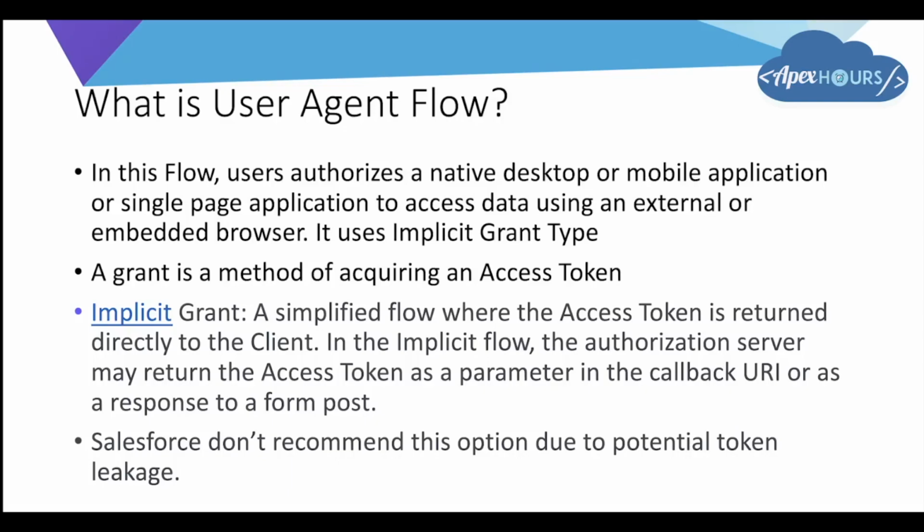Now, what is an implicit grant? It's a simplified flow where the access token is returned directly to the client. In this implicit flow, the authorization server may return the access token as a parameter in the callback URL or as a response to the form post. So here, what happens is I make a request to the authorization endpoint of Salesforce, and in return, I get the URL where the access token is encoded. That is an implicit grant.